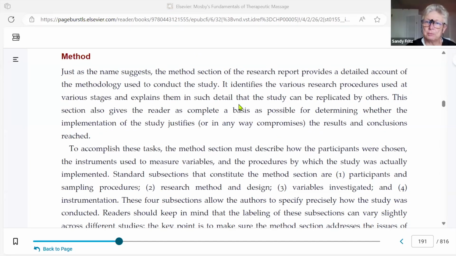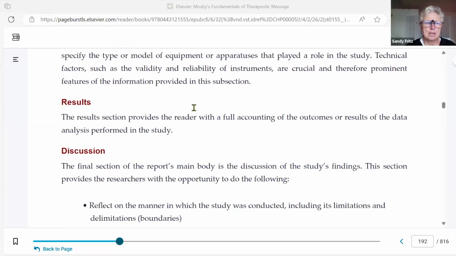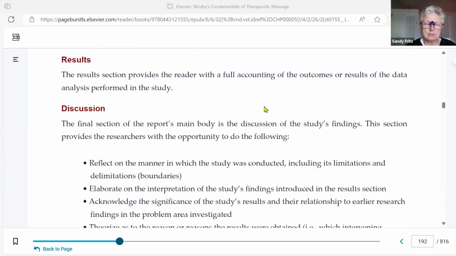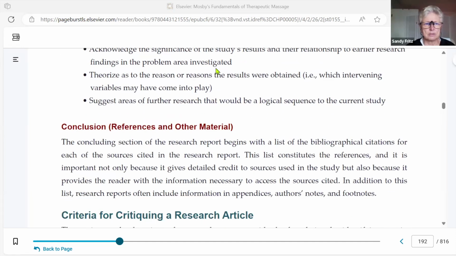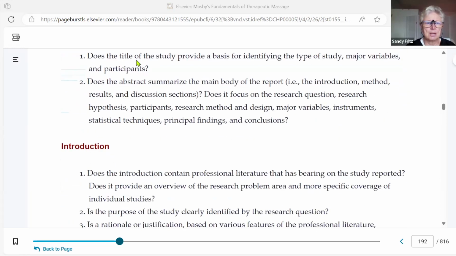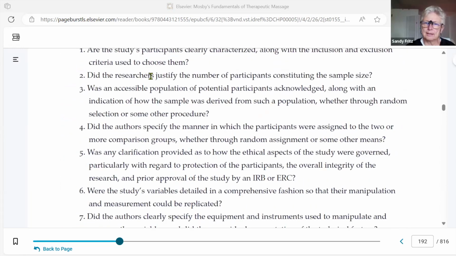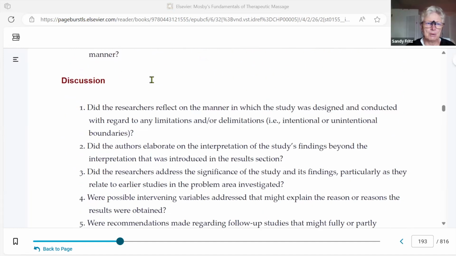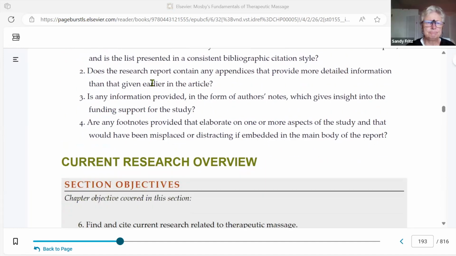How did they do the research, which is important if there's going to be a replication of it. And then what the results were and what the discussion is. Lots of times I will read the introduction and then go to the discussion, and then look at what the conclusion is. So here's kind of a little checklist about how you would do that.